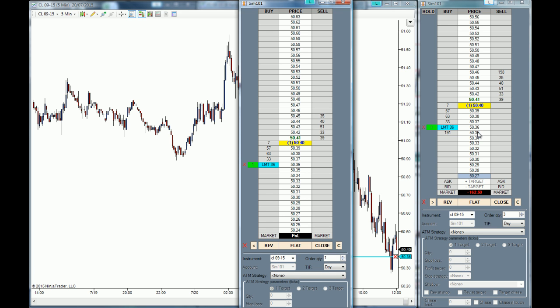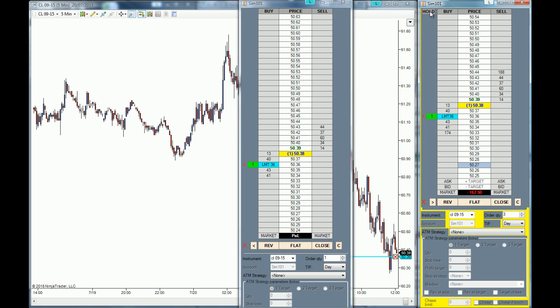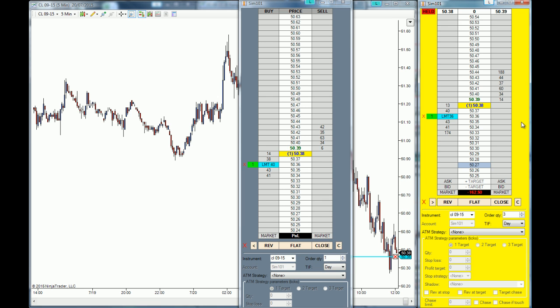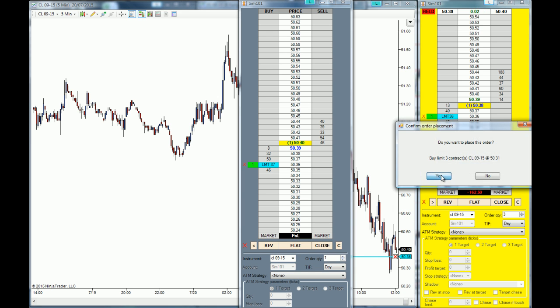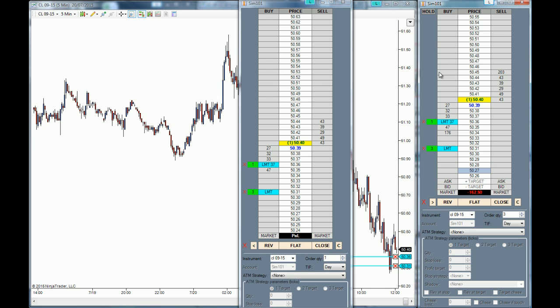And what you need to do is click on this button, the hold button. This will suspend the dynamic Super DOM, and it'll be easier for you to place a pending limit order at a defined price level. To unlock the Super DOM, you just click again on this button and the dynamic Super DOM will restart.